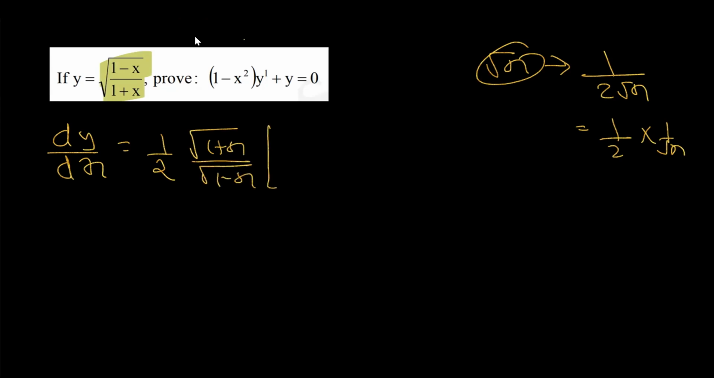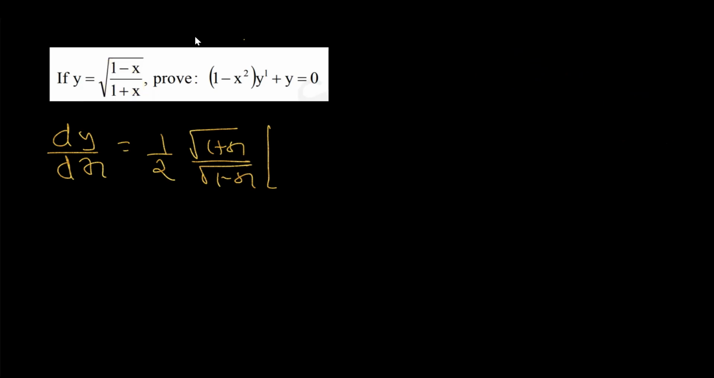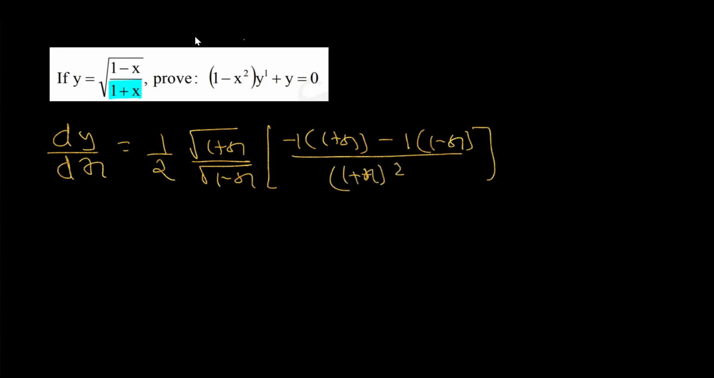And then we have to apply the quotient rule also. So to apply the quotient rule, we'll first find the differentiation of the numerator, which is minus 1. That multiplied by the denominator, that is 1 plus x. There's a minus sign in between. Now we'll get the differentiation of the denominator, which is what? 1. And that multiplied by numerator, which is 1 minus x. And then this whole divided by 1 plus x whole square.